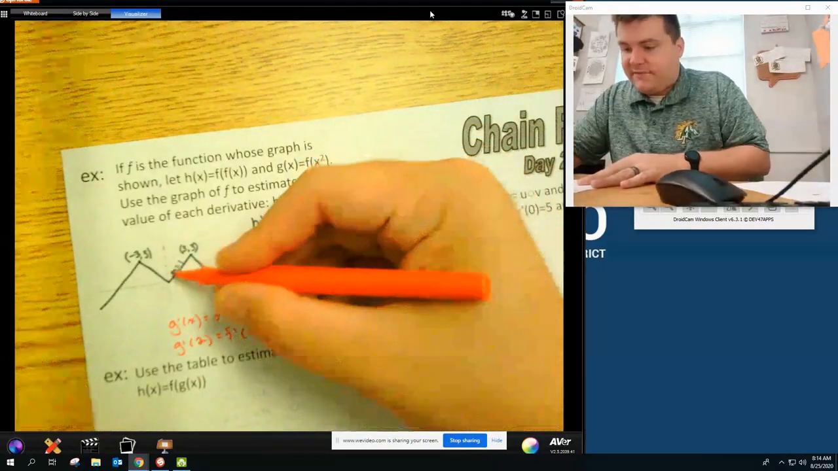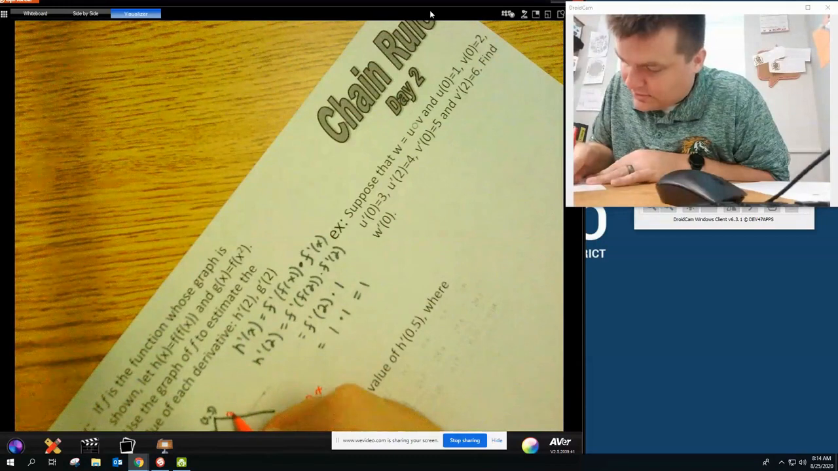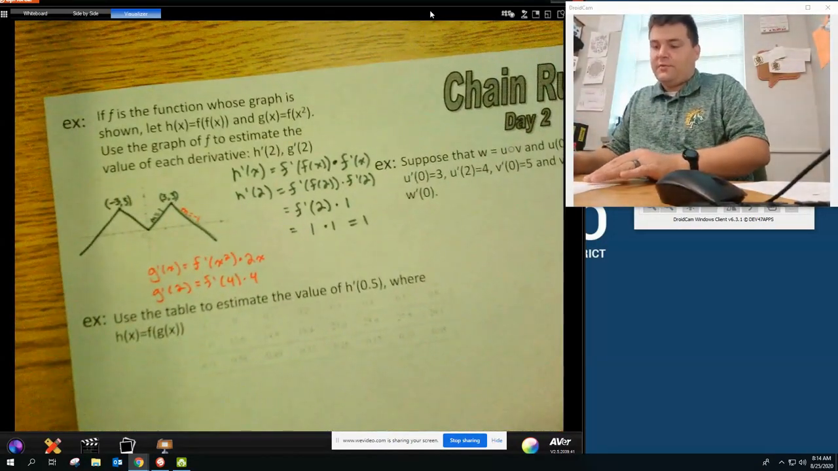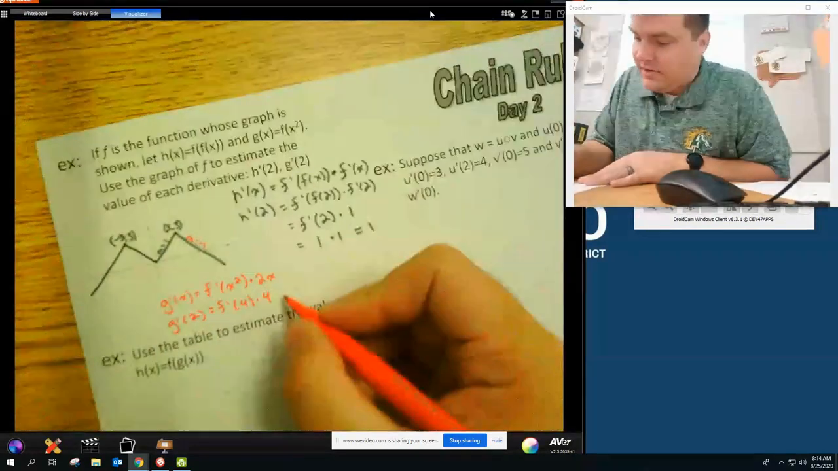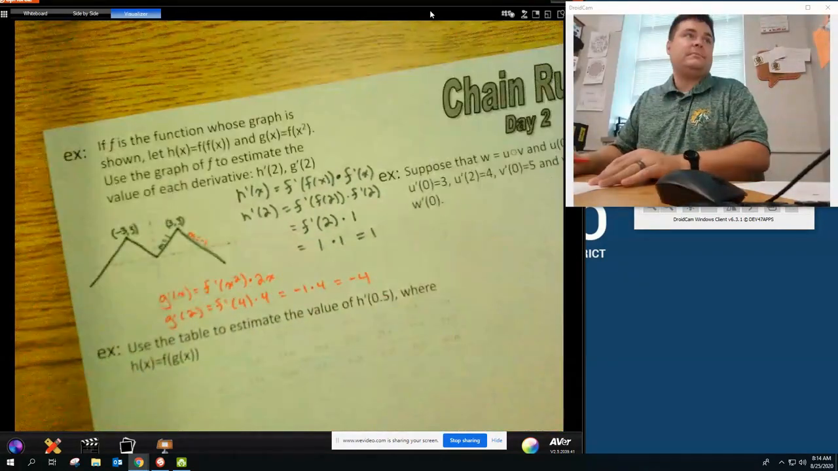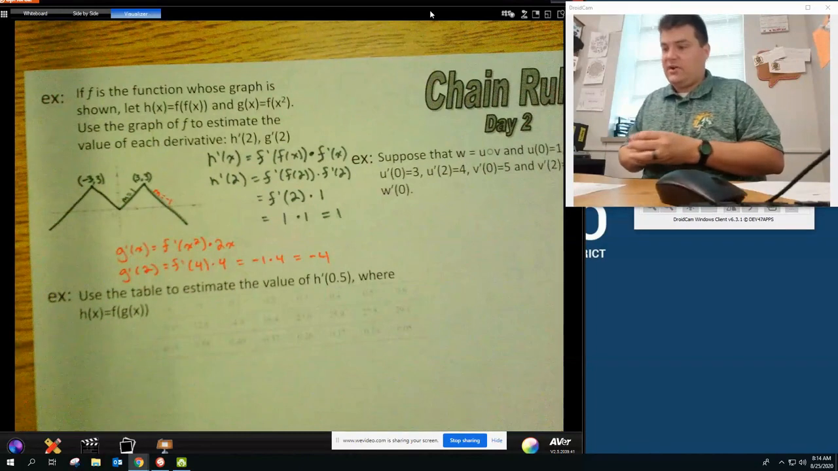So now looking at 4, which is right here, this slope right here, if you can count it, is rise -1 over 1, so it's going to turn into a -1. So this is -1 times 4, which is -4. So that's evaluating those on a graph.